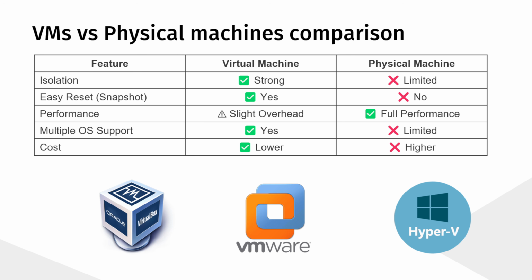For the hypervisor, we have three options: VirtualBox, VMware, and Hyper-V. For our course, we will use VirtualBox because it is open source, it has great community support, and most important, it is very easy and convenient to use. Now let us dive into setting up our first malware analysis lab.